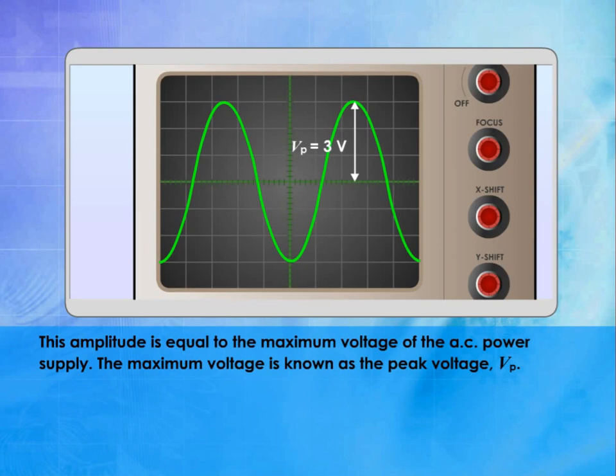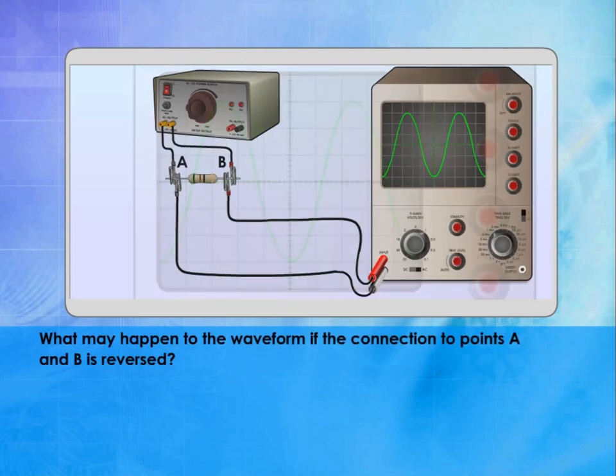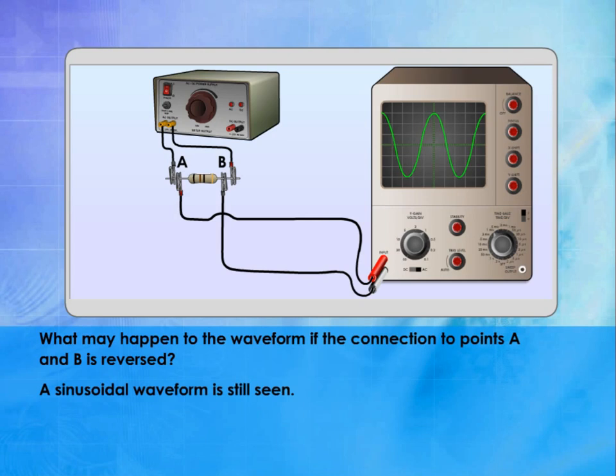This amplitude is equal to the maximum voltage of the AC power supply. The maximum voltage is known as the peak voltage, VP. What may happen to the waveform if the connection to points A and B is reversed? A sinusoidal waveform is still seen.